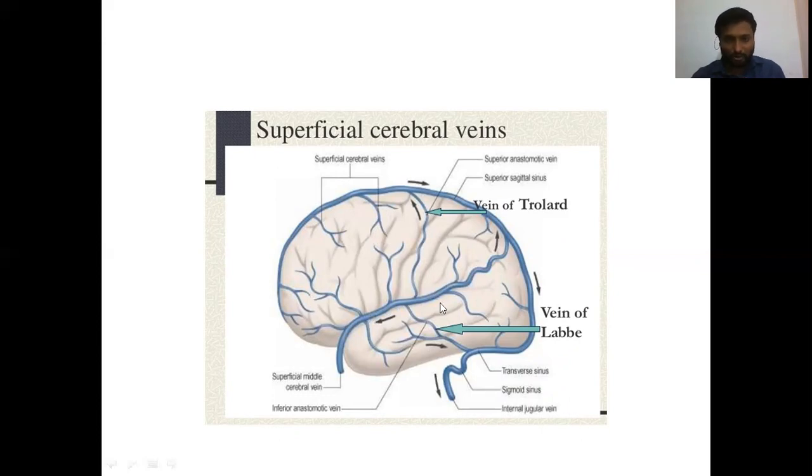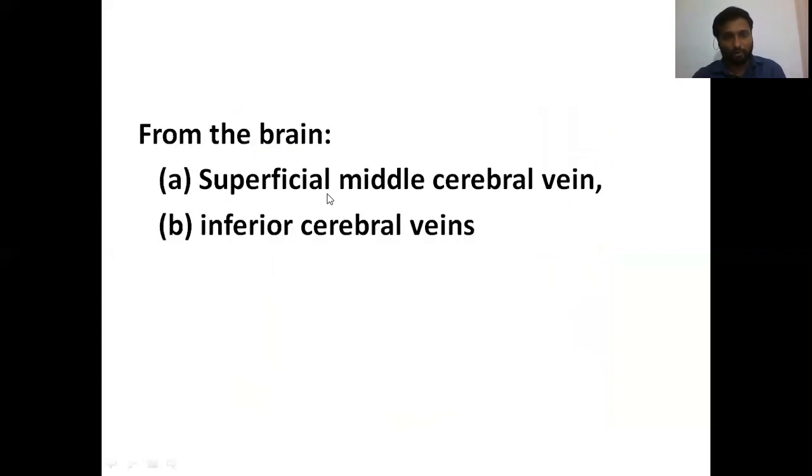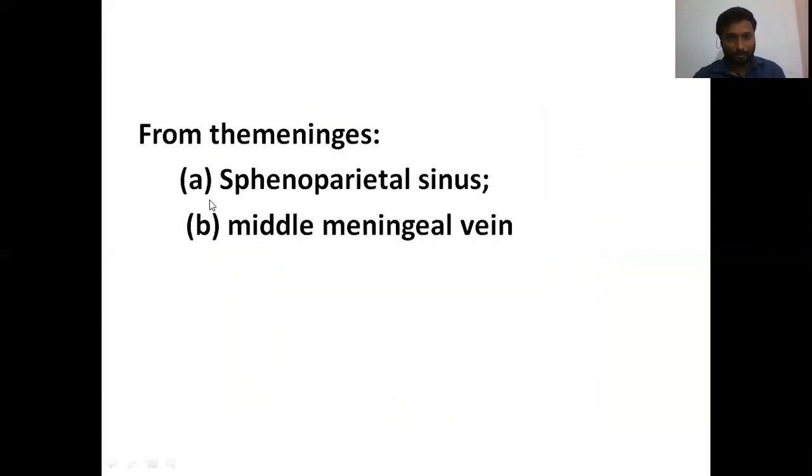Then why is it called superficial here? One more is there that will be deep. So this one is the superficial middle cerebral vein, which drains into the cavernous sinus. Like that, the inferior surface, which is drained by the inferior cerebral vein, also drains into this cavernous sinus. So from the brain, the superficial middle cerebral vein and inferior cerebral vein, veins draining the superficial supralateral surface and inferior surface. Then from the meninges, sphenoparietal sinus and middle meningeal vein.